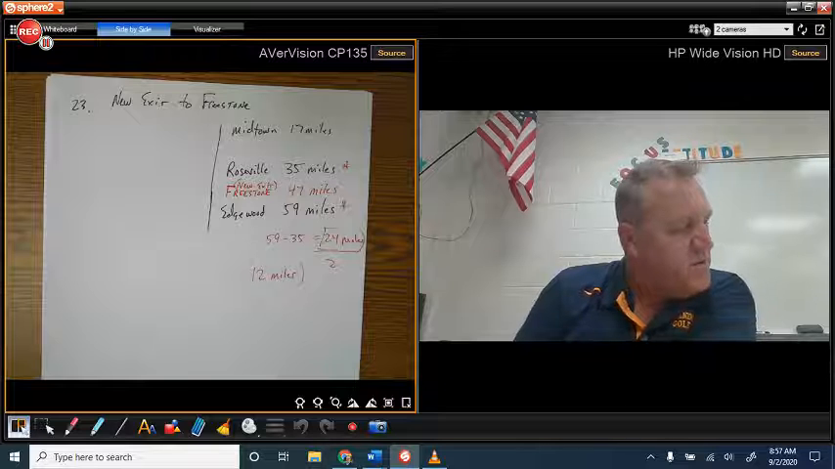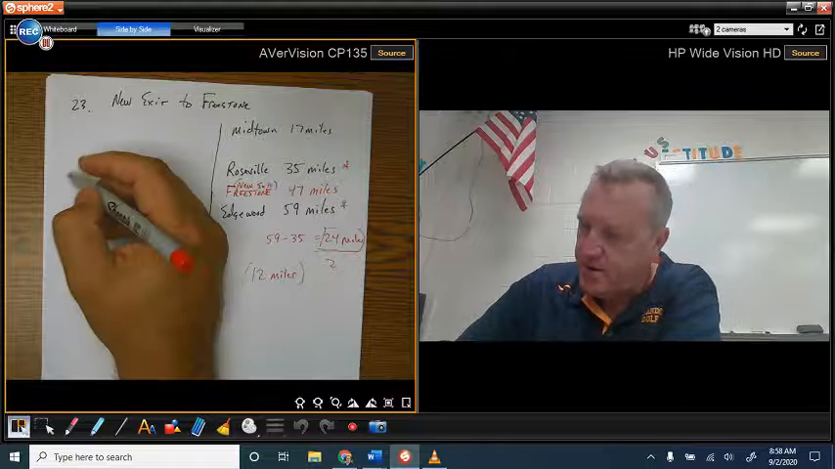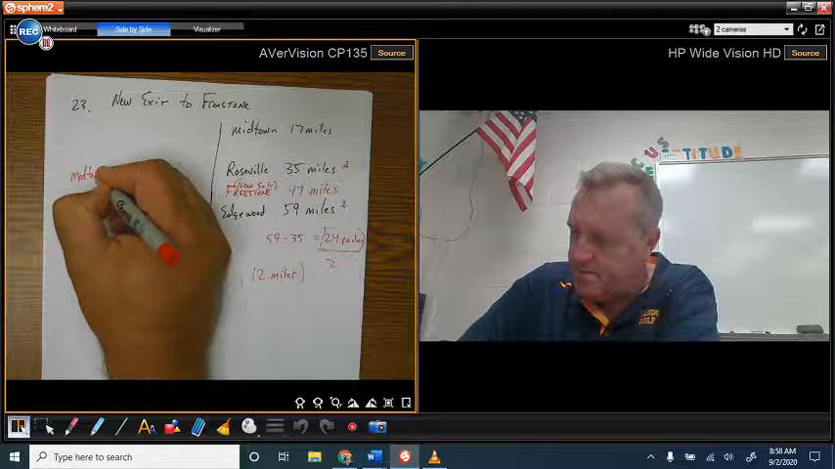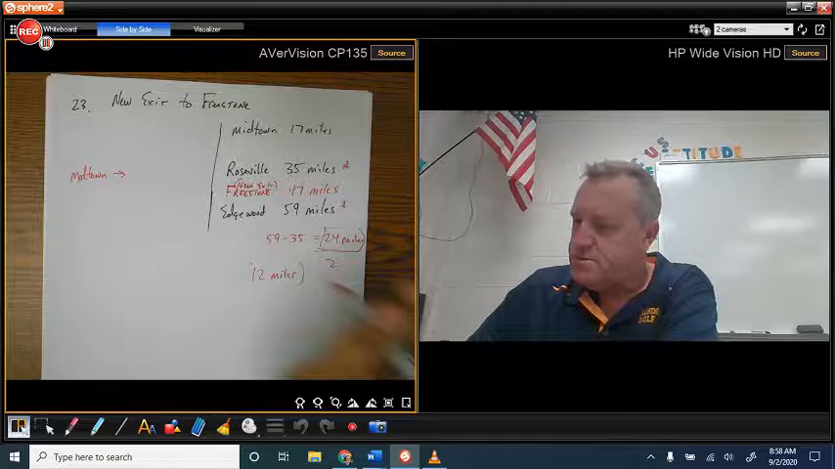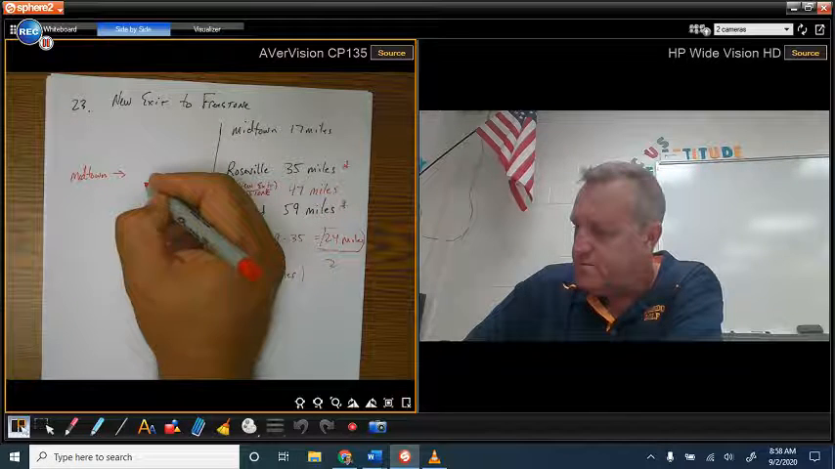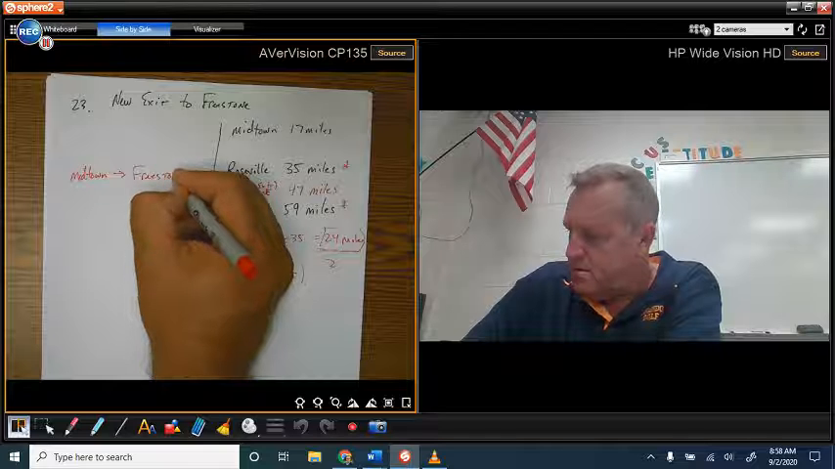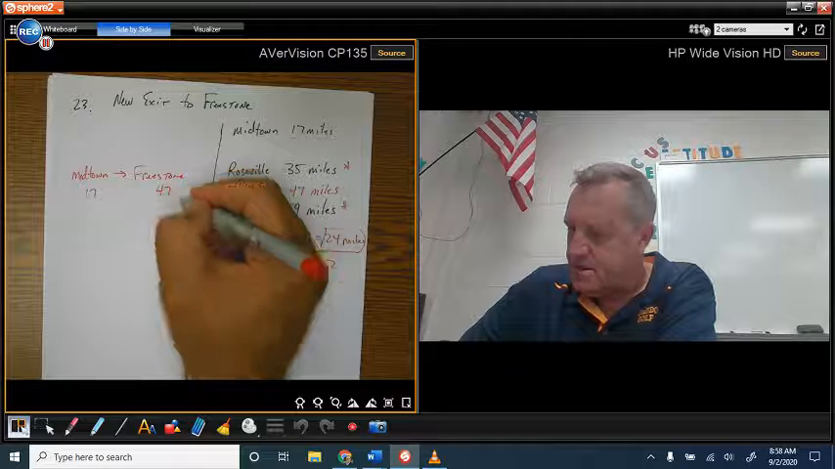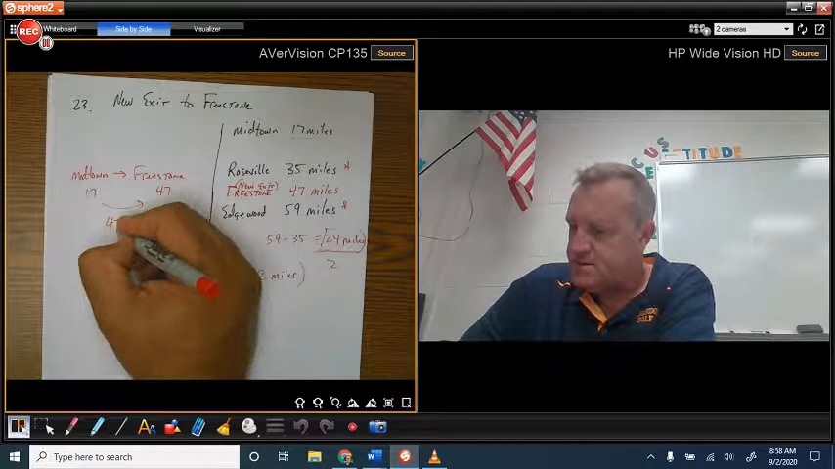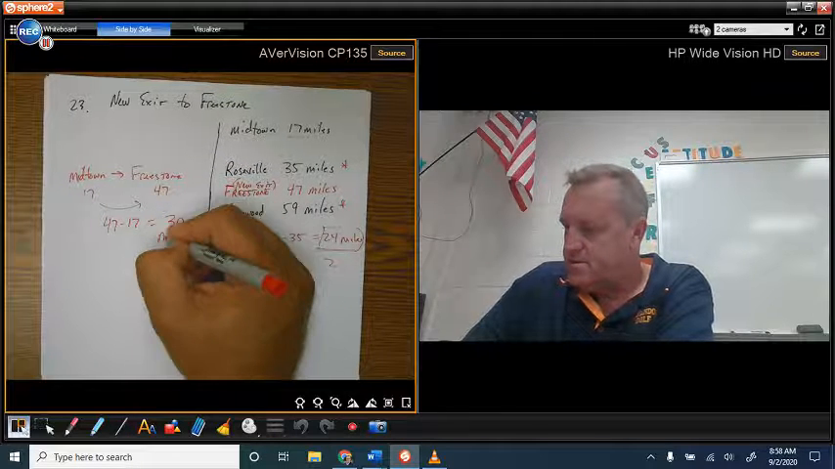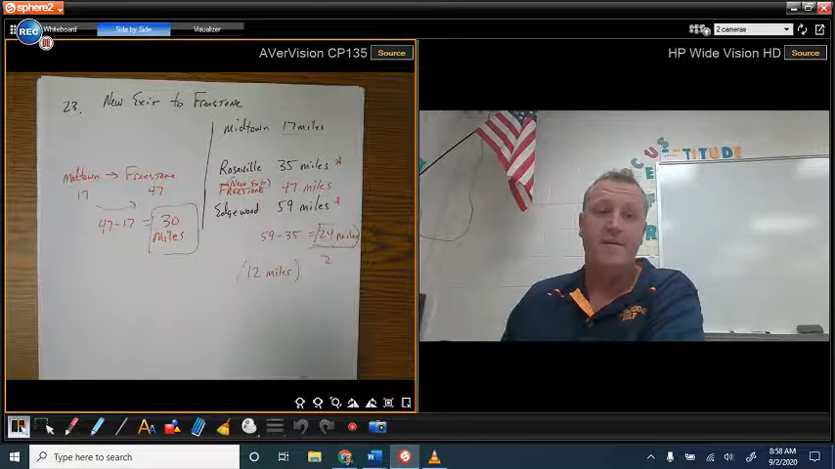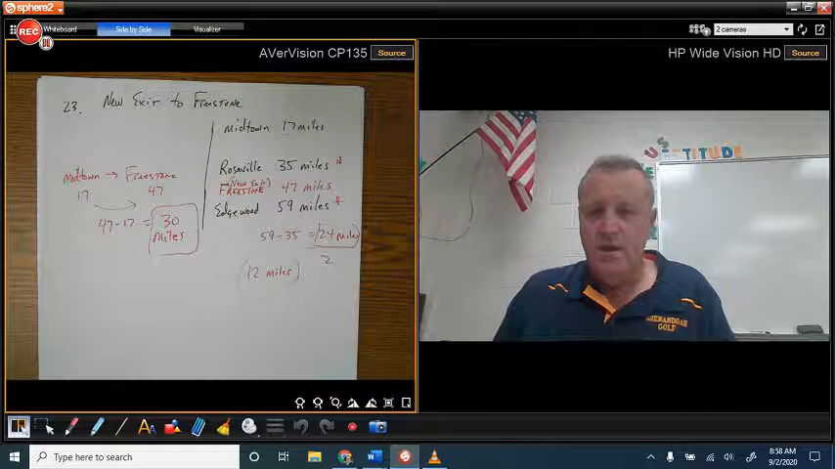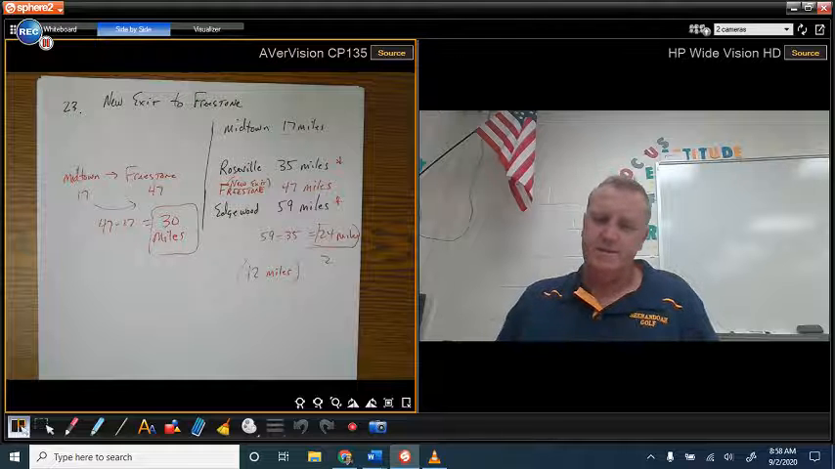Okay. So when the new exit is built, what will be the distance from the exit for Midtown? Okay, so they want to know from Midtown to Freestone. Well, if we know that it's 17 miles here and it's 47 miles here, what's the difference? Well, 47 minus 17, the difference is 30 miles. There's your answer. All right, so now I'm going to make sure you guys understand something very quickly with geometry.